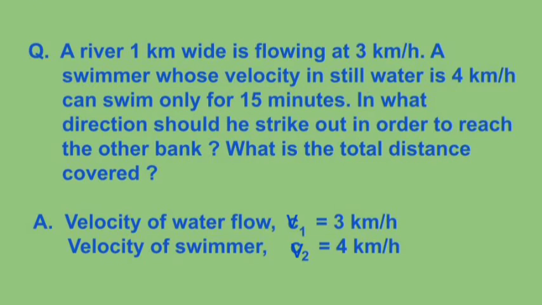Second question is, a river 1 kilometer wide is flowing at 3 km per hour. A swimmer whose velocity in still water is 4 km per hour can swim only for 15 minutes. In what direction should he strike out or swim in order to reach the other bank? What is the total distance covered? The velocity of water flow V1 is equal to 3 km per hour. And the velocity of swimmer V2 is equal to 4 km per hour.